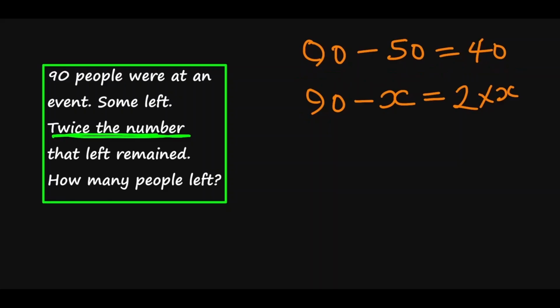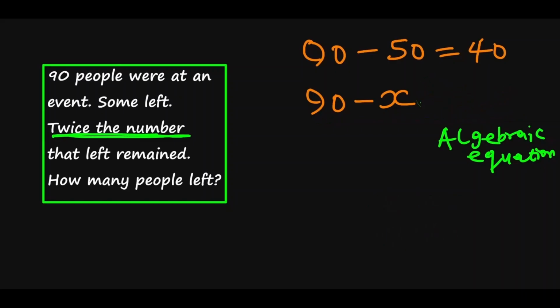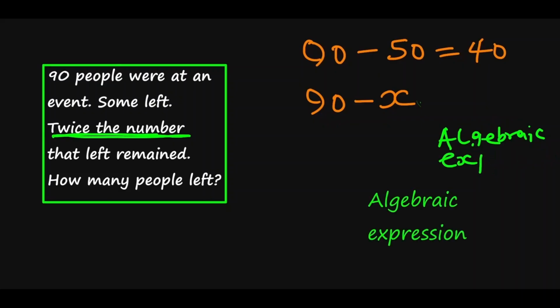Before we continue, let's quickly use this and explain something. What we've written here is called an algebraic equation. Why is it an algebraic equation? Algebraic, because it has a letter in it. Equation, because it has the equal to sign here. But if we remove this equal to sign, then it becomes an algebraic expression. So that's the difference between an algebraic equation and an algebraic expression, just the equal to.